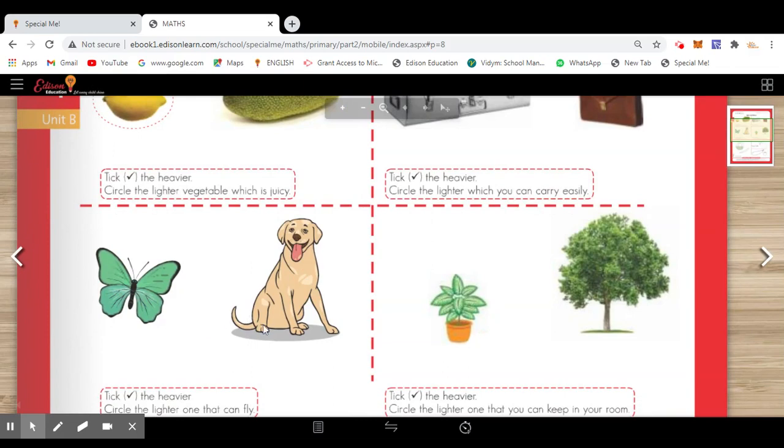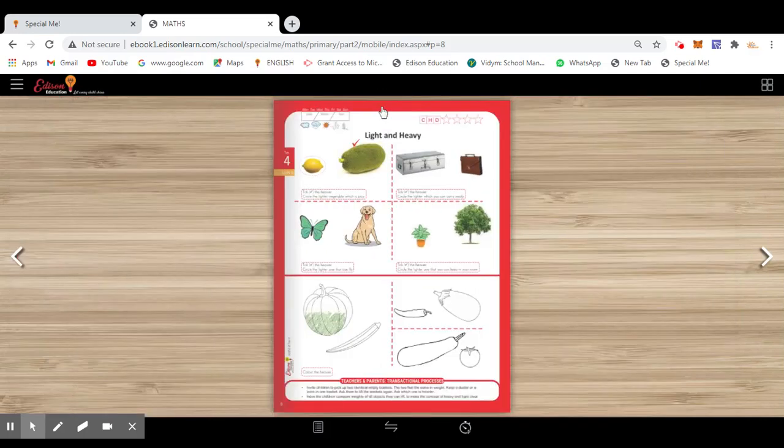Okay, now tell me, butterfly is heavier or dog is heavier? Dog is heavier and butterfly is very light. That's why it can fly also. Now, in another picture, this tree is heavier. We can't hold the tree, but we can hold this plant because it is light in weight. So students, this is the concept of light and heavy. Now come to the next concept, page number 10.